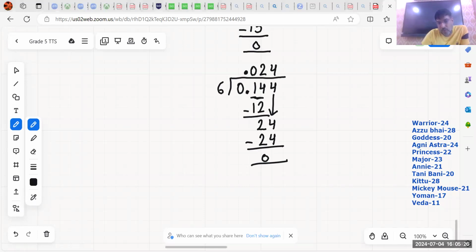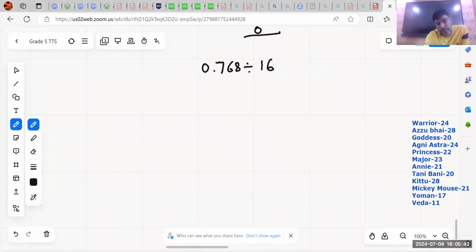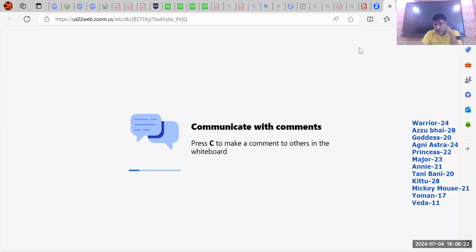So next question you will do is 0.768 divided by 16. Do it. I hope everyone has noted down the question. I'm changing screens for a minute.